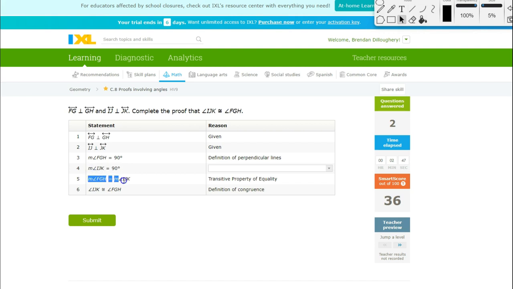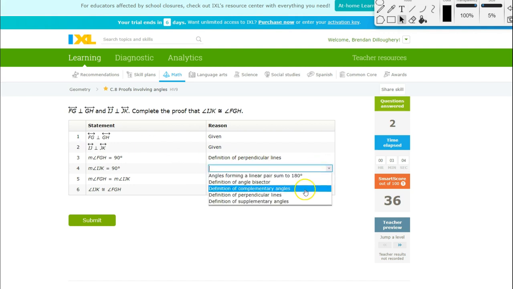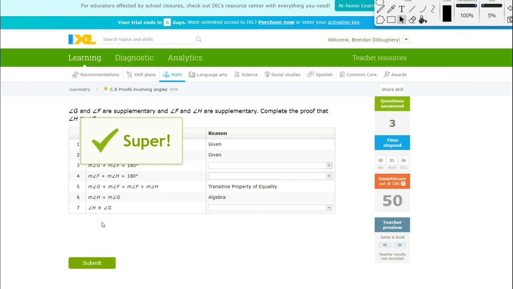Well, then the two measures are the same because they're both 90, so that would be transitive, or that would be substitution because we're in equality. And then we're saying, okay, well, that means they're congruent. That's the definition of congruent. So up here, how did we get that 90-degree angle? Well, we use this step 2, and we just use the definition of perpendicular lines. I'm going to submit that.